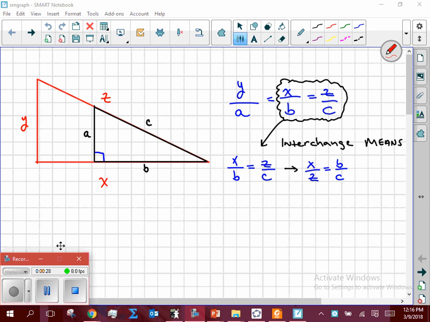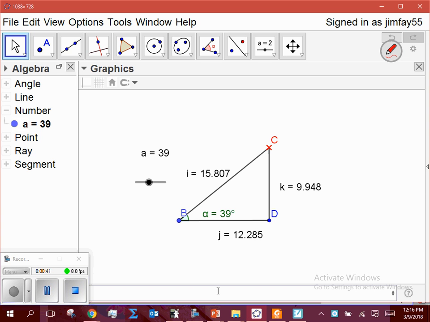And we recognize that that would give me the sine ratio, okay? The sine ratio, which was the opposite side divided by the hypotenuse. Just kind of giving you a refresher on that.